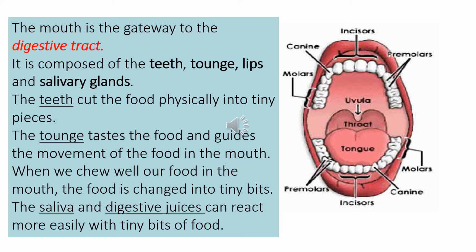The teeth cut the food physically into tiny pieces. The tongue tastes the food and guides the movement of the food in the mouth. When we chew our food well in the mouth, the food is changed into tiny bits. The saliva and digestive juices can react more easily with tiny bits of food.